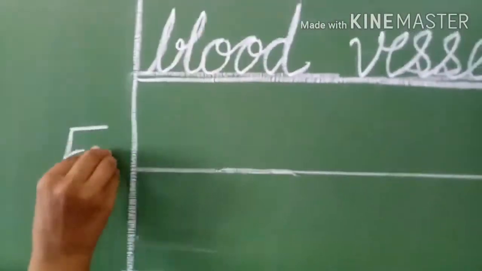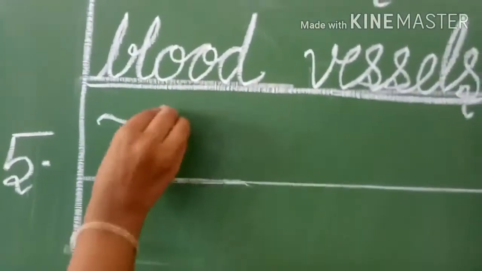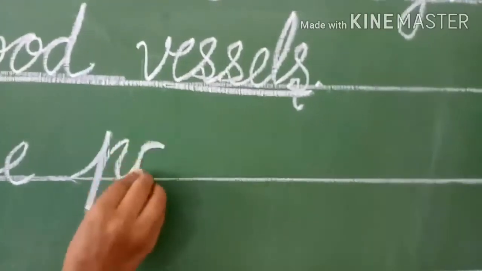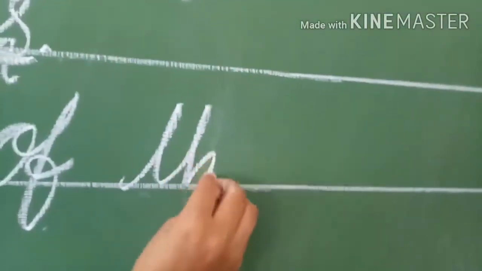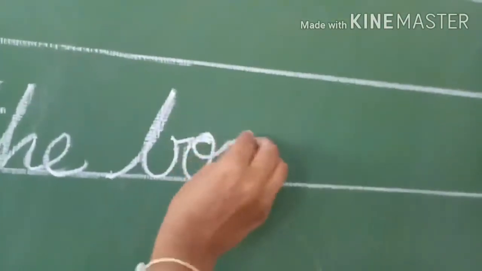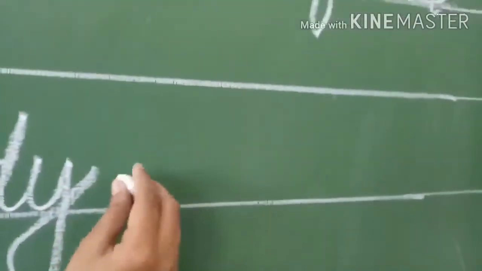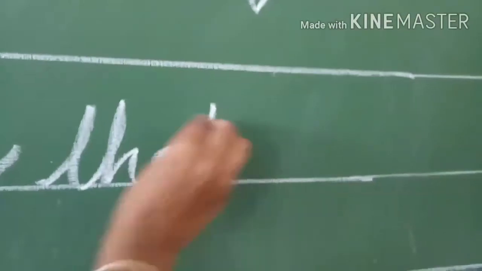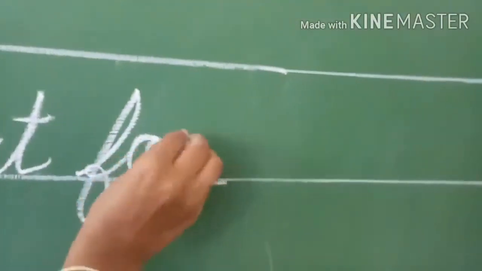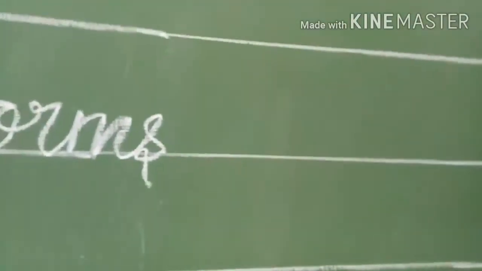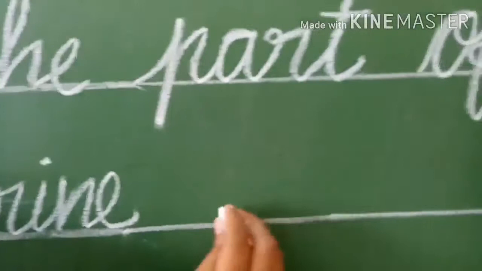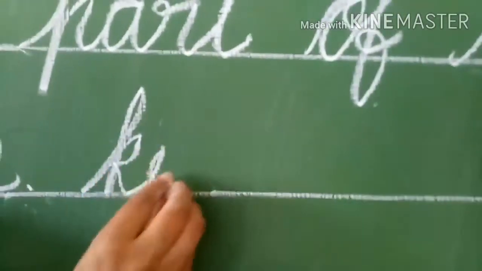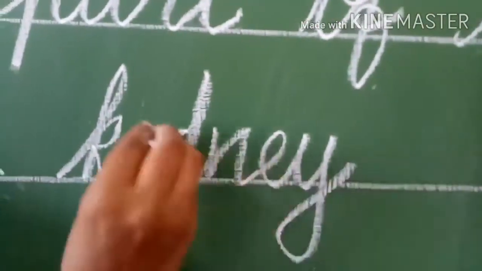So the fifth one is the part of the body that forms urine. The answer is kidney.